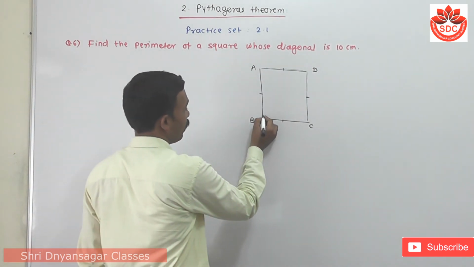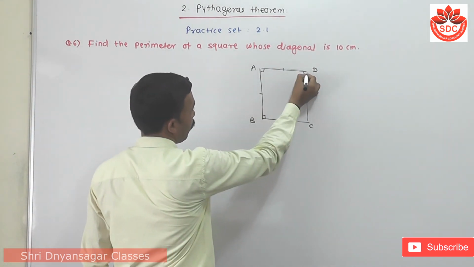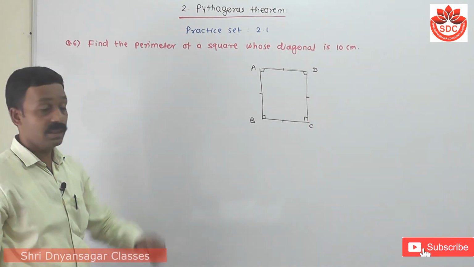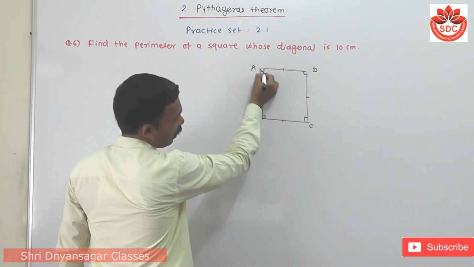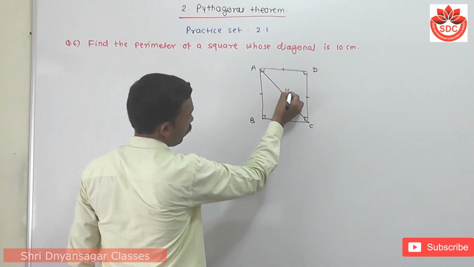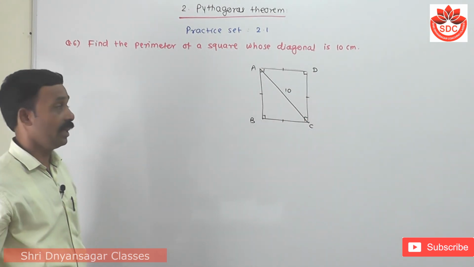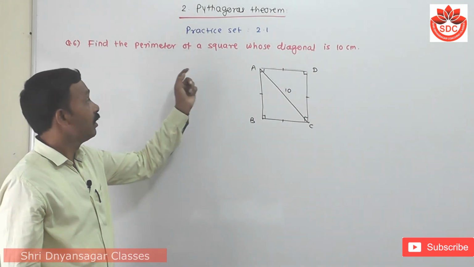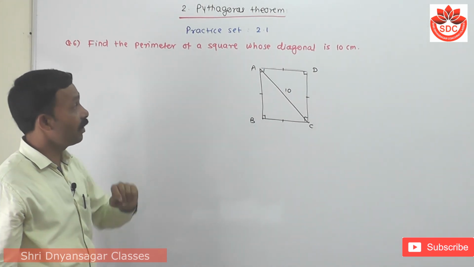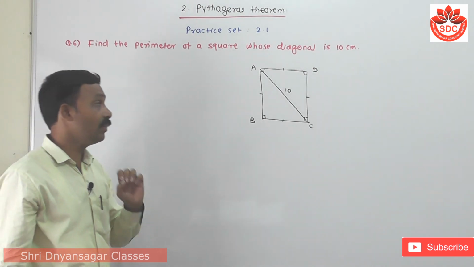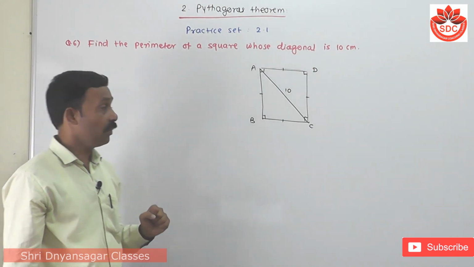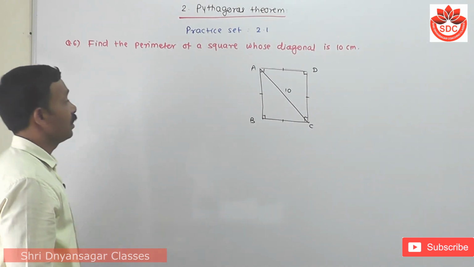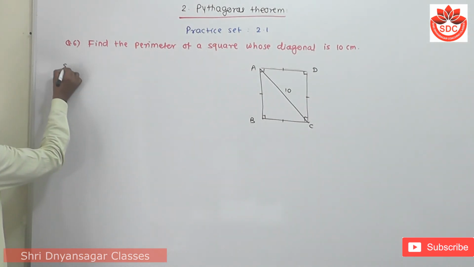So I have to mark these angles as right angles. The diagonal is given, meaning any one diagonal we draw here. Suppose that one diagonal is 10 here. Then we can find its perimeter, only the perimeter of the square. For finding the perimeter of the square, we have to find the side of the square. Now how do we find this side? Look here, its solution.